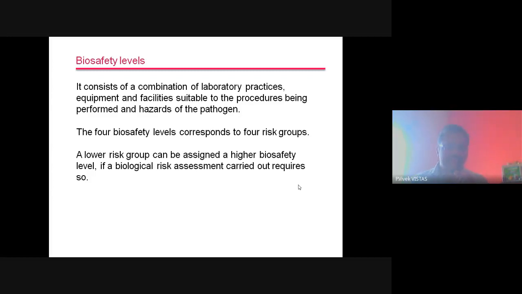So the four biosafety levels correspond to four risk groups. The biosafety levels are categorized into four. A lower risk group can be assigned a higher biosafety level if a biological risk assessment requires so.